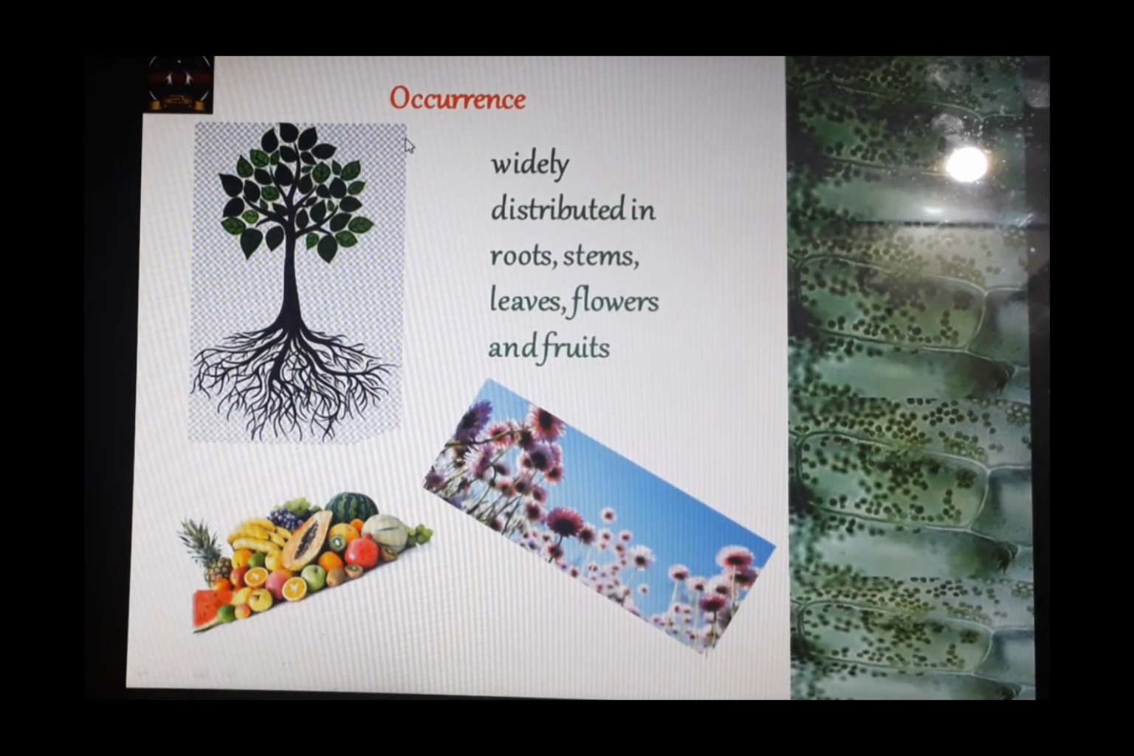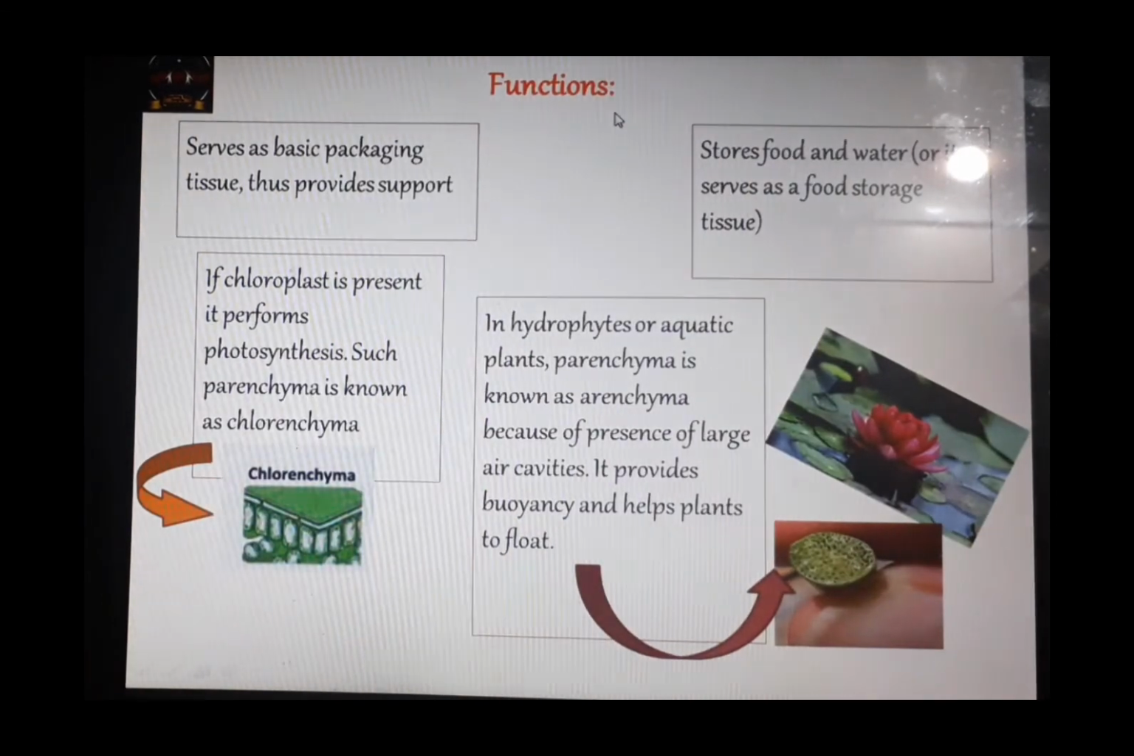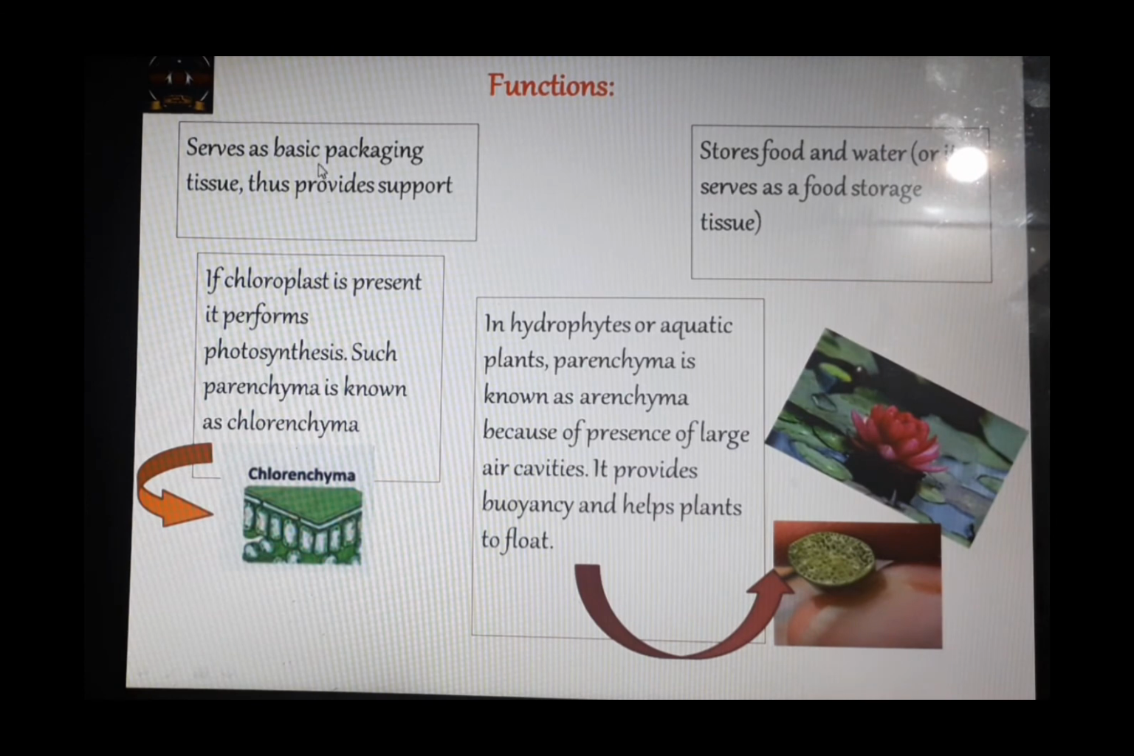Now, where is this tissue present? Well, it is widely distributed in roots, stems, leaves, flowers and fruits. This is basically a packaging tissue. A major part of the plant body is occupied by parenchyma. And what are the possible functions? First function, just now I said, it serves as a basic packaging tissue and thus provides support to the plant. Then what is the general function of it? It stores food and water, and that is why it is also known as a food storage tissue.